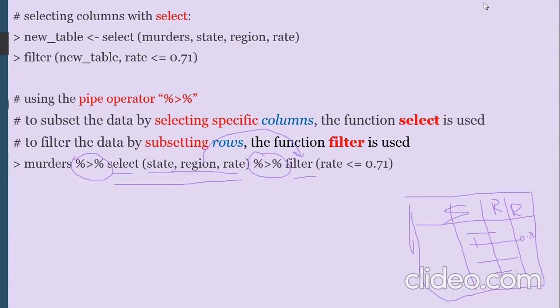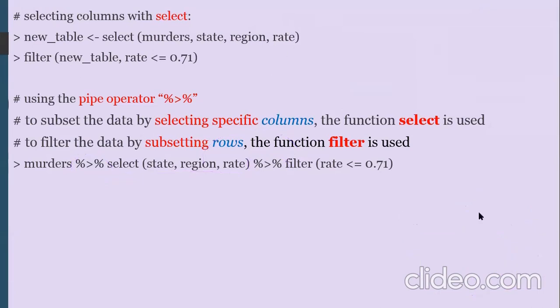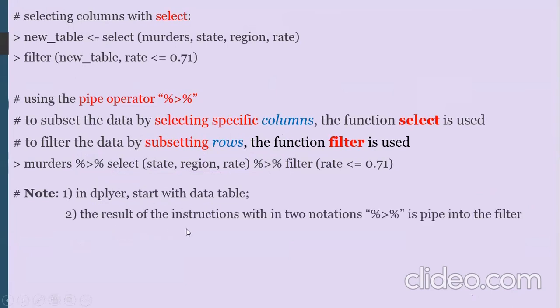You need to just apply this on your own system and you will understand how easy using them is. And in dplyr, start with a data table. When you use dplyr, start with the data table and the results of the instructions with 2 notations like this pipe into filter.